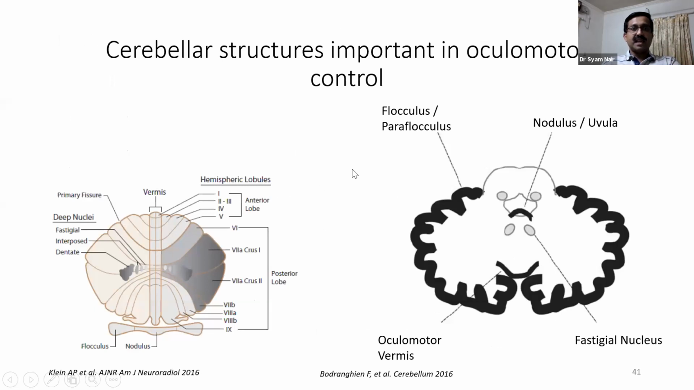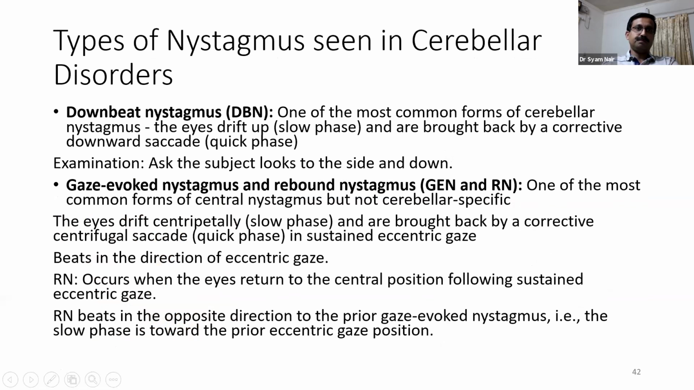So cerebellar structures important in oculomotor control include the flocculus and paraflocculus regions, that is the vestibulocerebellum, nodulus, that is the flocculonodular lobes, the midline part of the flocculonodular lobe, the uvula and the vestigial nucleus, and also the oculomotor vermis. The oculomotor vermis comes in this region, that is the junction of the anterior and middle lobes of the cerebellum. The vermis in that area represents the oculomotor vermis. So oculomotor vermis and flocculonodular region, these are the areas which are important in eye movements.